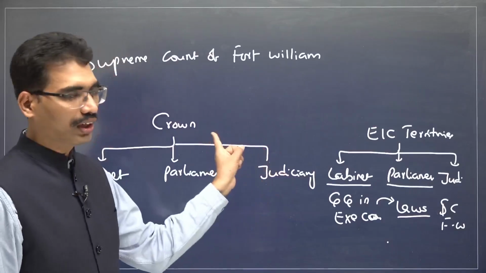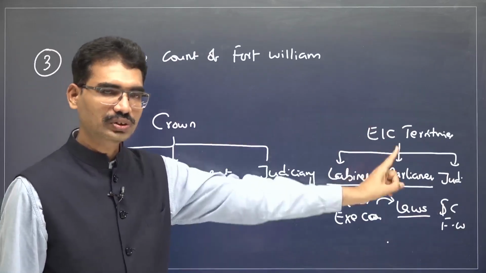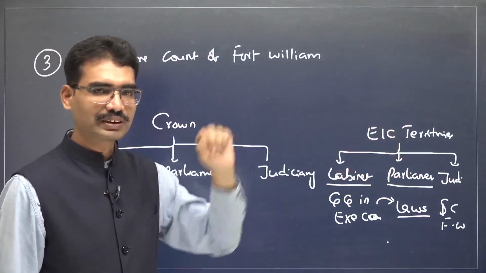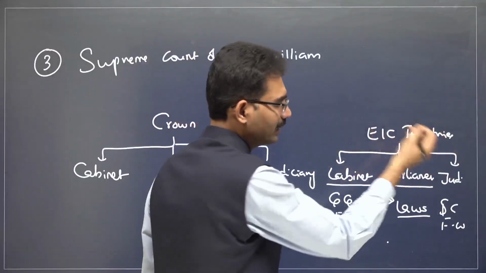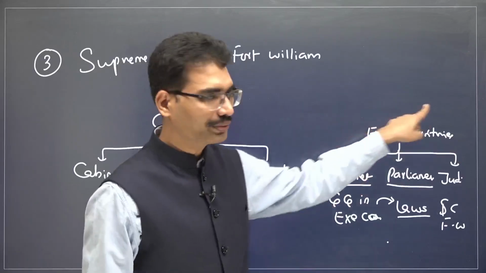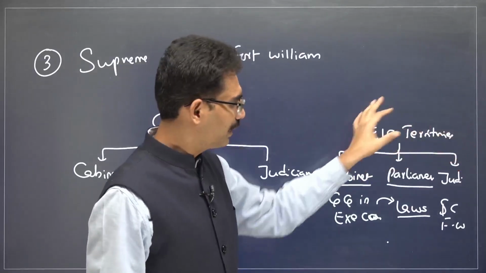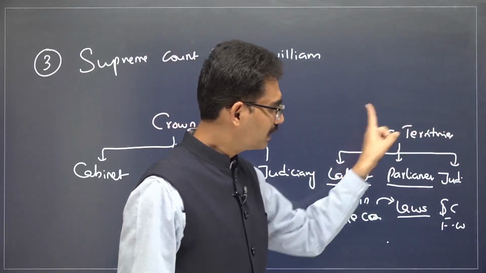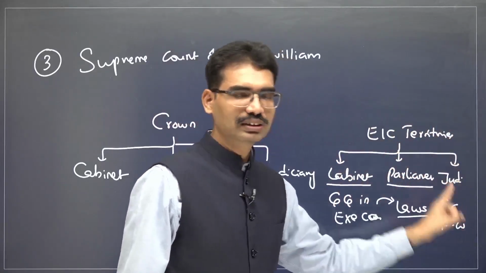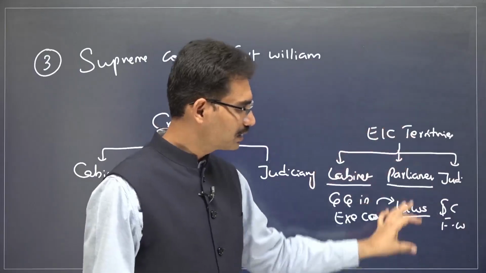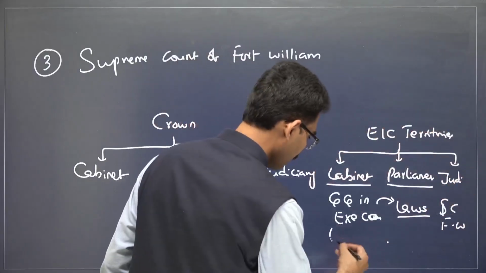Are you seeing how the roots of the Indian Constitution and the Indian administrative system are emerging? This is how the Indian political system began. Later, the East India Company territories were replaced with the President of India. After India got independence, India became a republic. Under the President of India, there are the Cabinet, Parliament, and Judiciary: Executive, Legislature, and Judiciary.